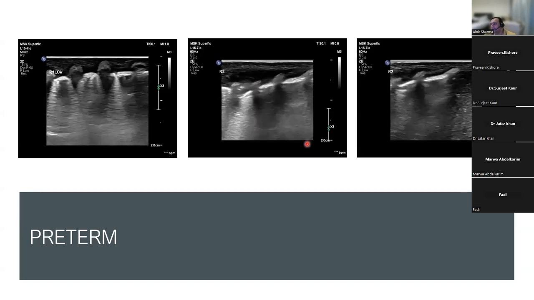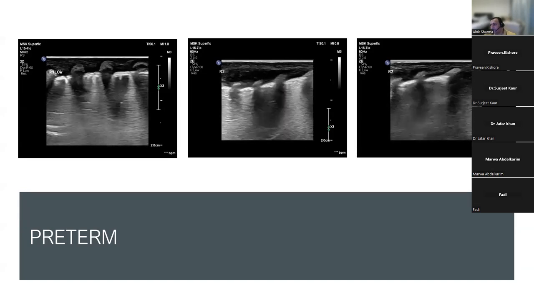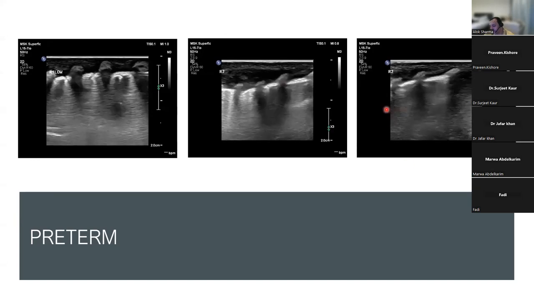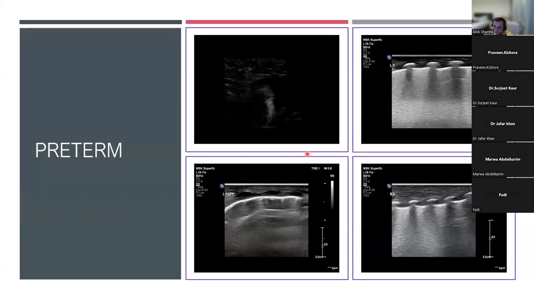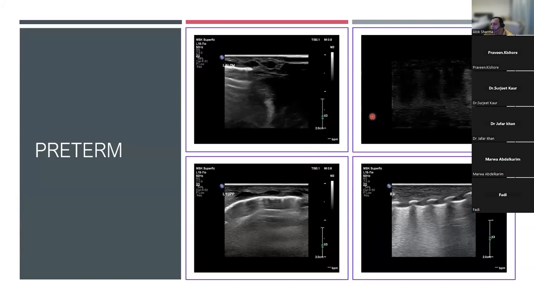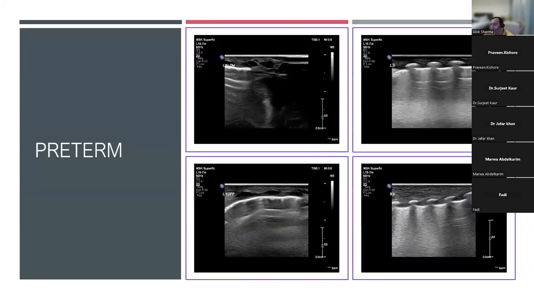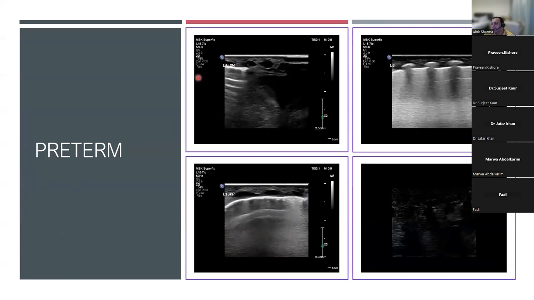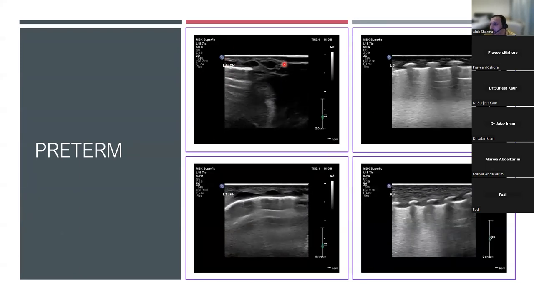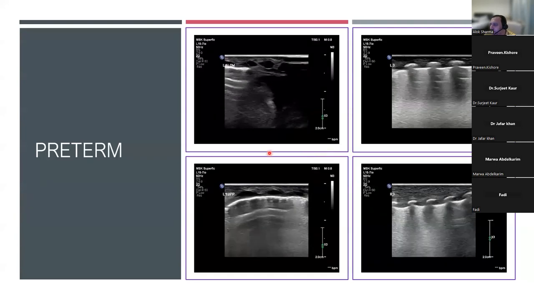Okay, and with the next slide, no, not this one, the next slide, the other one that has the four images. Yes, the upper right one. I can see A lines as well. So can we call these like... So this image here? No, in L3.